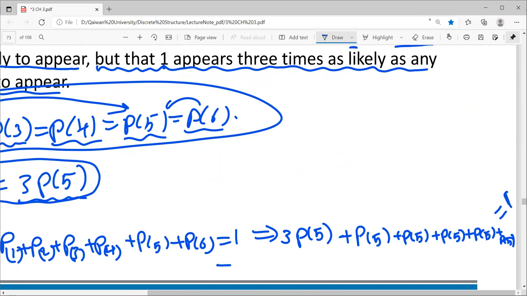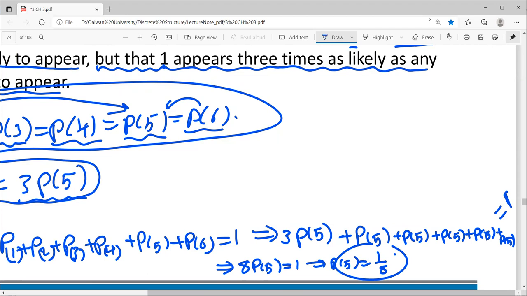And here we say 3P5 plus P5 plus P5 plus P5 plus P5 plus P5. Here 1, 2, 3, 4, 5, and 3 is 8 P5 equals 1. So how about the probability of 5? We say probability of 5 equals 1 over 8.